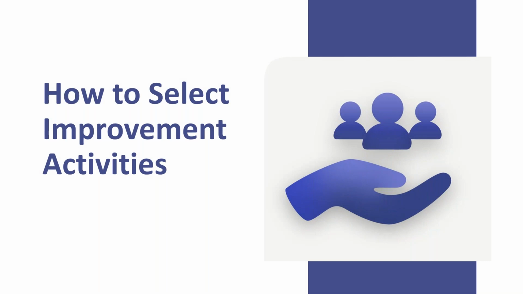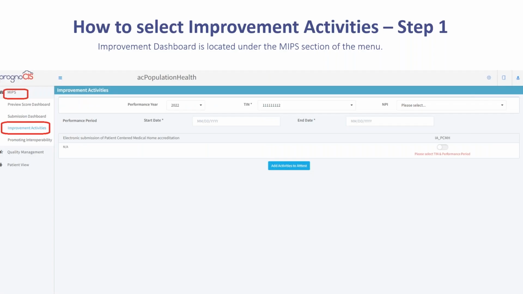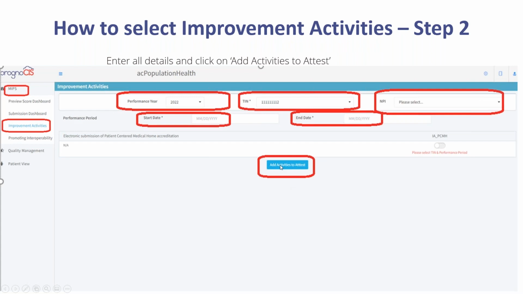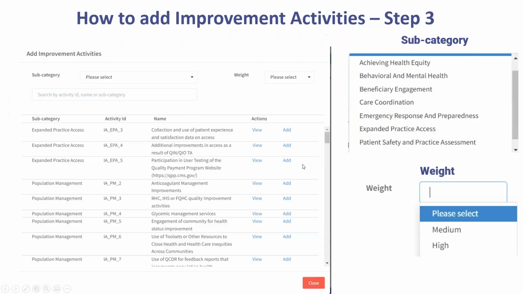Now, how to select improvement activities. Here, we're going to go up to the MIPS section, and then we're going to go to improvement activities. You're going to want to enter the performance year, tax ID, NPI number, and the start and end date, and then click the button to attest.